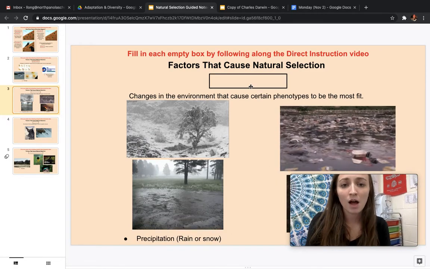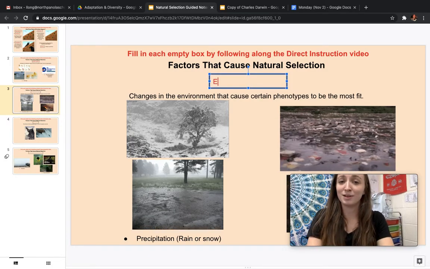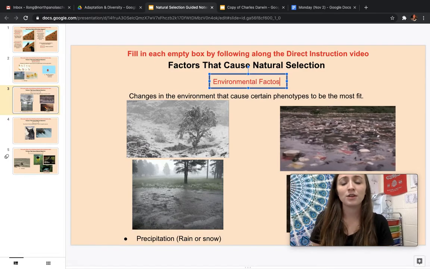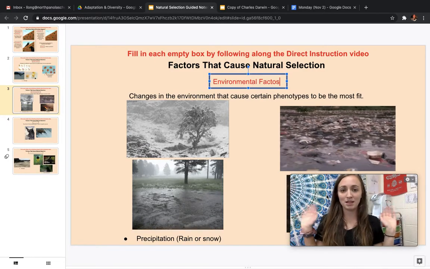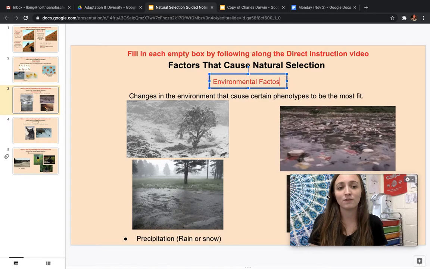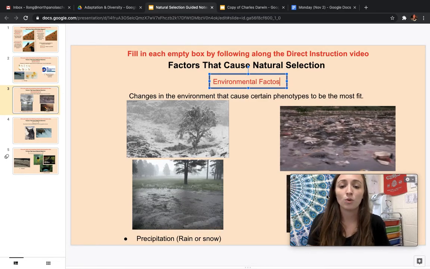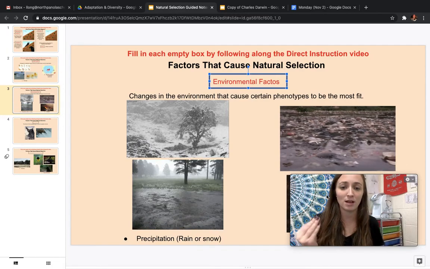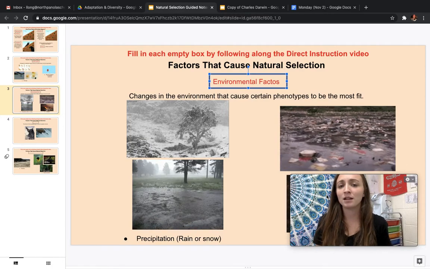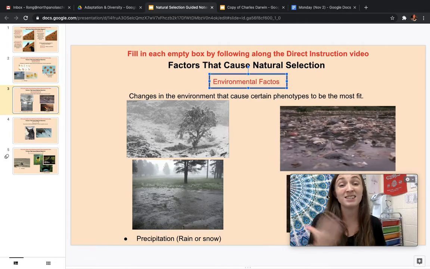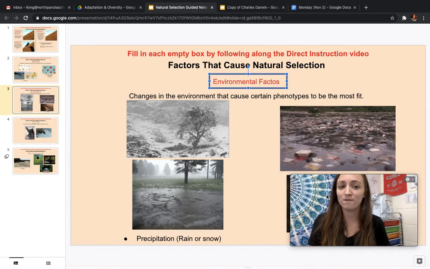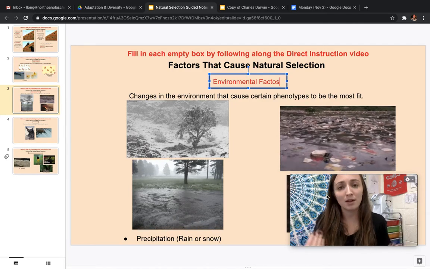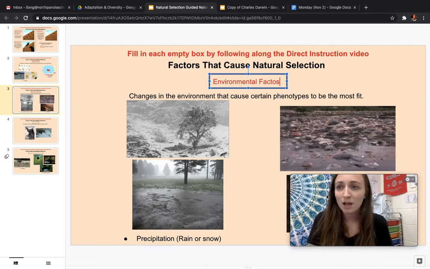Moving on. All right, this one I think is a little bit easier. We have environmental factors. These are any changes that happen in the environment that cause certain phenotypes to become more fit. One thing you can think about is precipitation, which is just a fancy way of saying rain or snow. If an environment suddenly gets a huge amount of, let's say, snow, that can change what phenotype might be most fit.